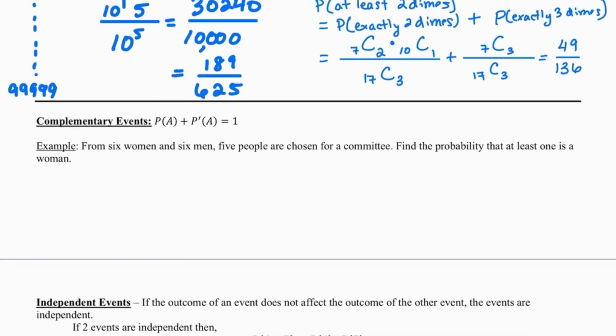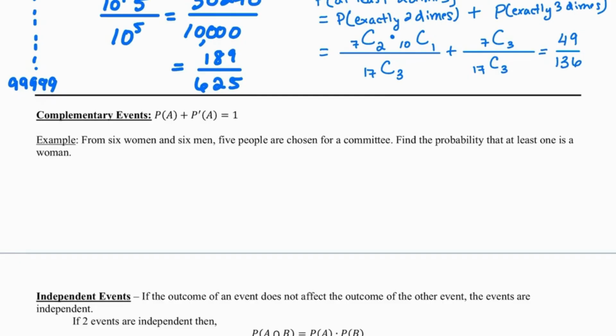Well, what does it mean to be a complementary event? Well, either something happens or it doesn't happen. The probability that it happens and the probability it doesn't happen should add up to 1. That's what this little apostrophe means, is not.